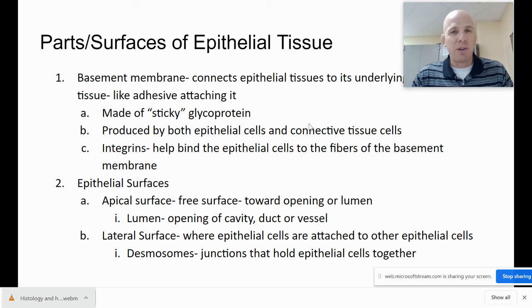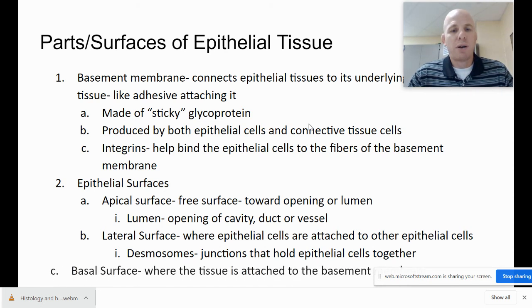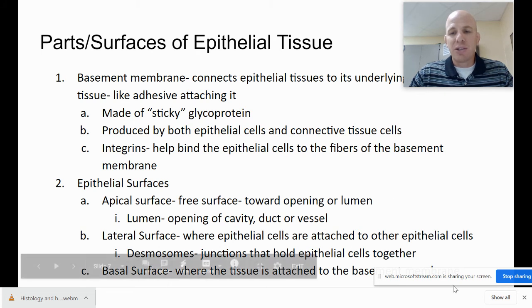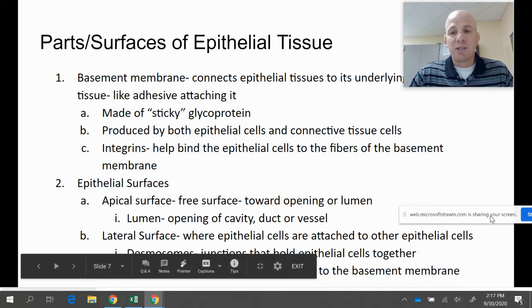We compare epithelial tissue to floor tiles. If you think of the floor tiles, they're kind of laid side to side and butted up against each other. That's kind of how these epithelial tissues are. And then I have a basal surface. The basal surface is the part facing the basement membrane.